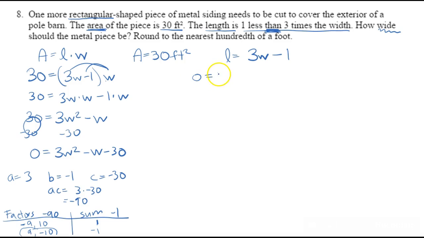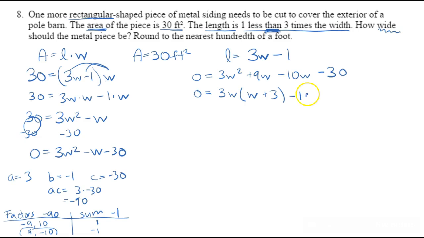So when we rewrite this, we have 0 is equal to 3w squared plus 9w minus 10w minus 30. Now look at those first two terms and see what common factor they have. It looks like I can divide both of those by 3w. 3w squared divided by 3w is just w. 9w divided by 3w is 3. Look at the next two terms. It looks like I could divide both of those by negative 10. Negative 10w divided by negative 10 is w. Negative 30 divided by negative 10 is 3. It's a good sign that those are both the same. So now we know we have a term of 3w minus 10. That's one of our factors, and 3w plus 3.